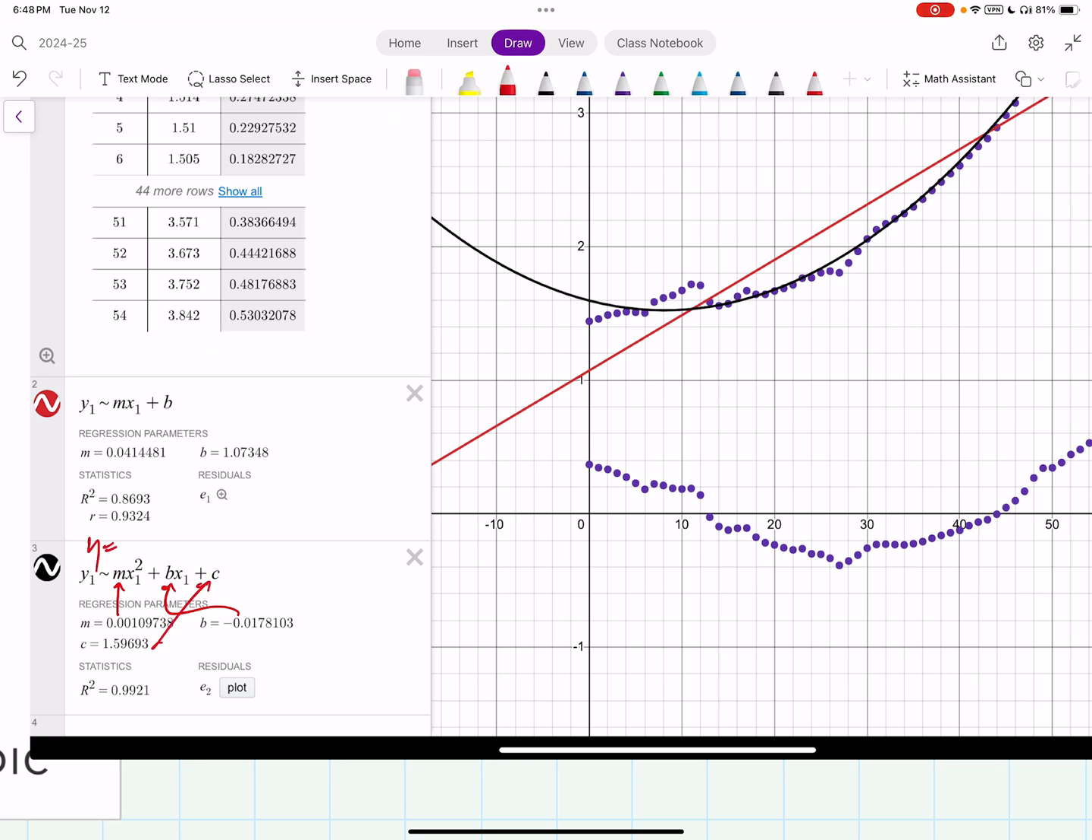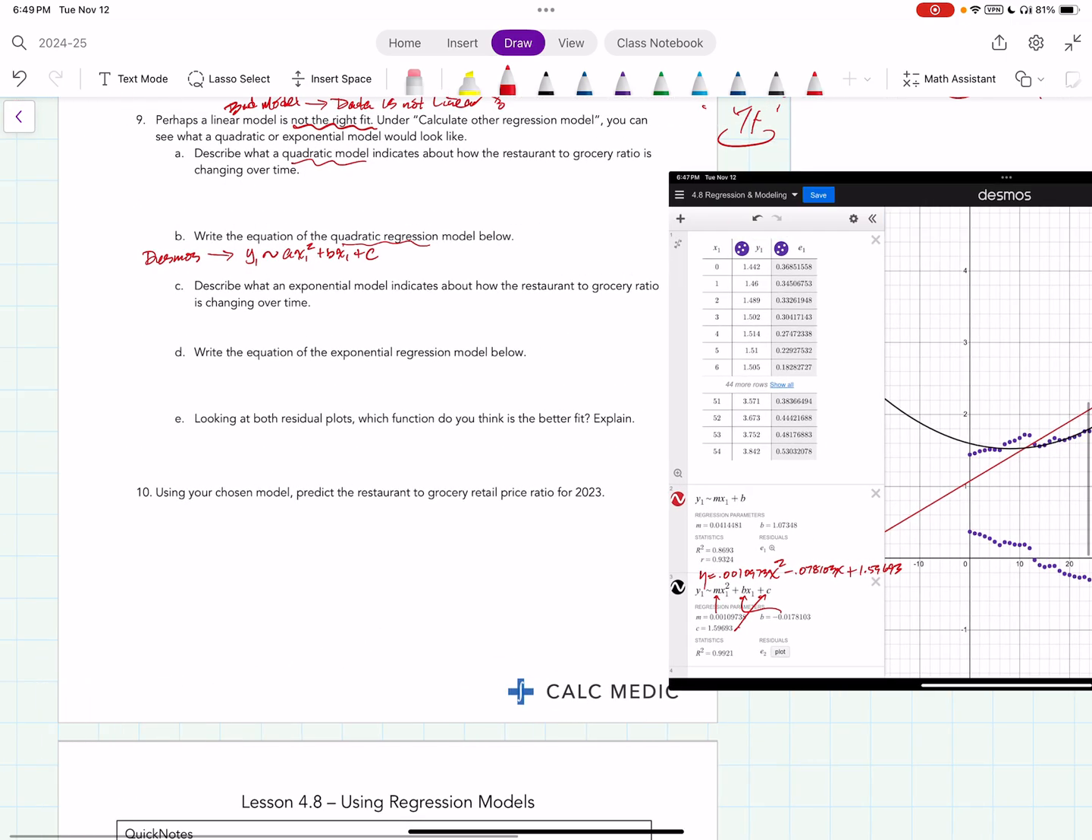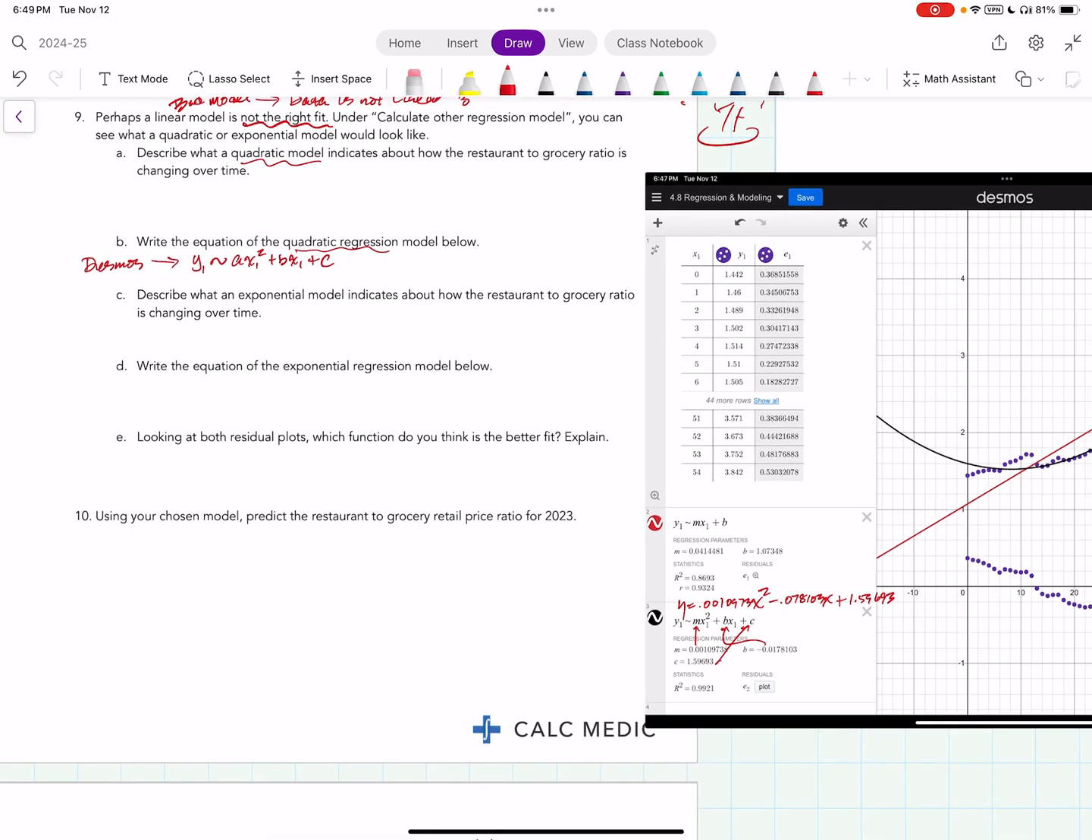Now let's just write it. Your quadratic model looks like 0.00109738 times x squared minus 0.0178103 times x plus your C value, which is 1.590693. So there's your function right there. Holy cow. We have our quadratic model. Let's bring that over here and write that down.